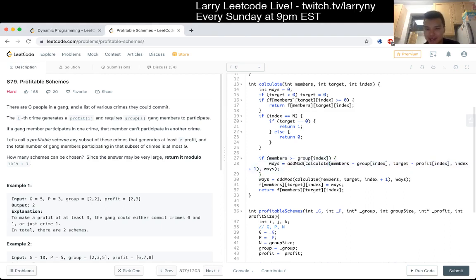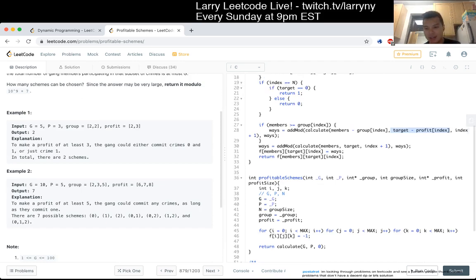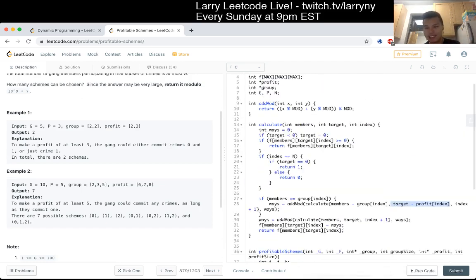so this is just like, okay, let's say we commit this job. It costs us this number of members, so our members go from X members to X minus some number, and this is the targeted profit. So we begin the problem needing P profit, but after doing this job, we only need P minus whatever the input is, profit less, and we go on.